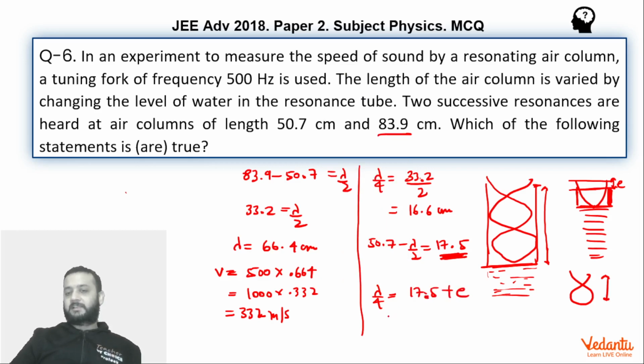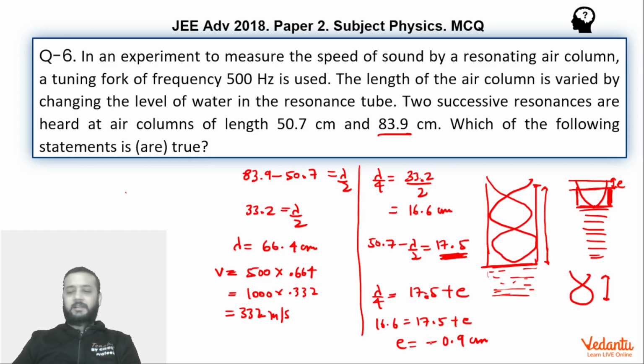Now this creates a problem because lambda by 4, as you can see, is 16.6, is 17.5 plus E, which makes E equal to minus 0.9 centimeters, and the correction is coming out to be negative. Which should not be the case, because in all the standard books, in all the theory that we have studied or you must have been taught, we realize that end correction should always be positive. That means the open end of this must always be outside.